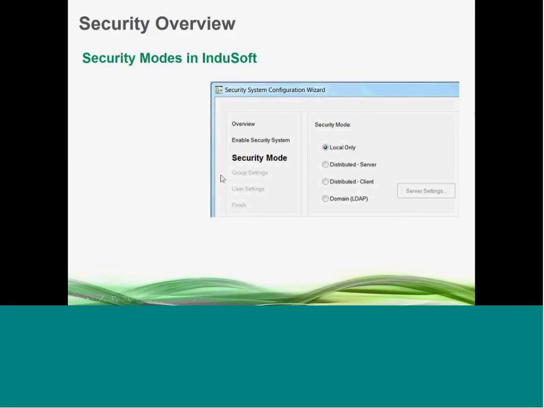Now, the first time you do this, you get walked through this security system configuration wizard. Successive times after the first time, you don't go back through this wizard, although you can call it back up if you want to. These different security modes, there's actually 4 different security modes listed. I really call it kind of 1.5 or 2.5, I should say. And what do I mean by that? There's the local only security mode, which is the mode that we've had built into InduSoft Web Studio for years and years.